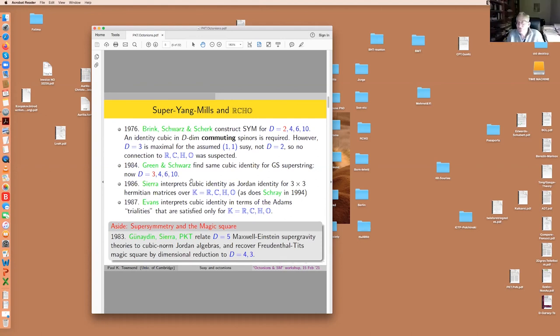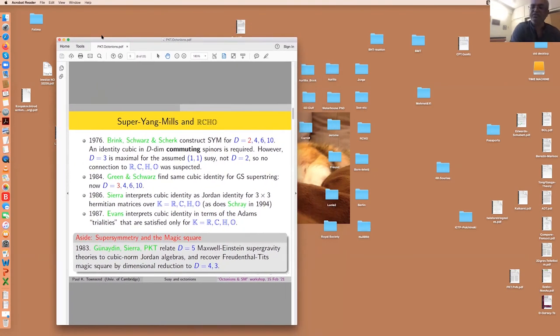The eigenvalues, did you say? Yes. Well, there is actually a paper precisely about eigenvalues of the 3x3 matrix. That's by Dray and Manogue. Tevian Dray and Corinne Manogue have a paper, yes.